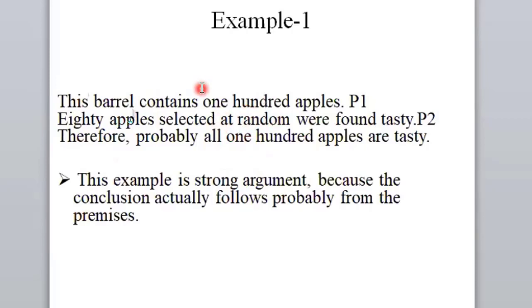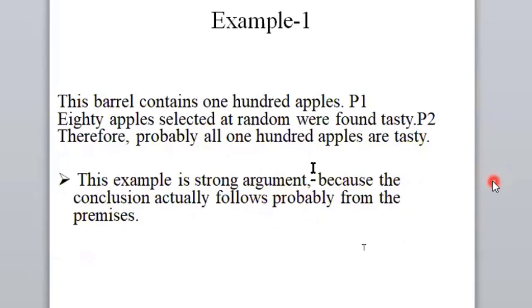This is an example of a strong argument because we have taken 8 apples randomly from hundreds of apples. So if they are tasty, probably the remaining 92 apples may be tasty. So the conclusion that probably all 100 apples are tasty flows probably from the premises.